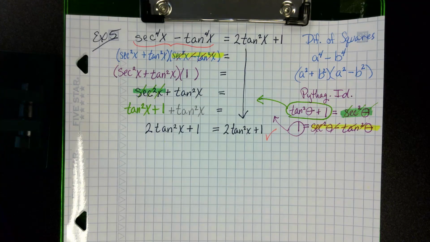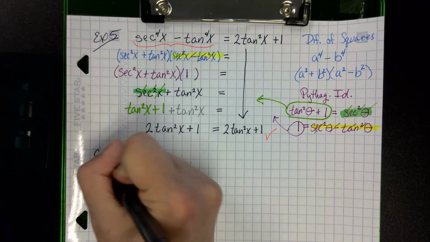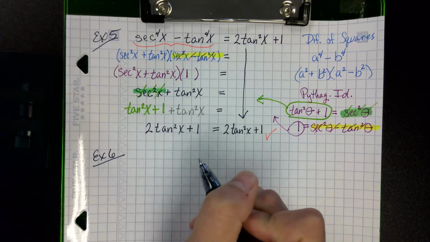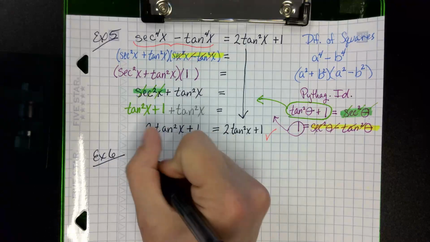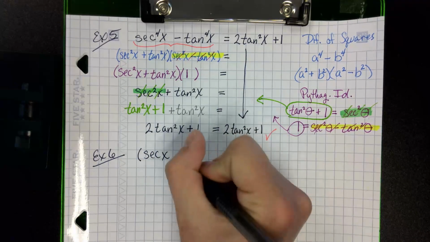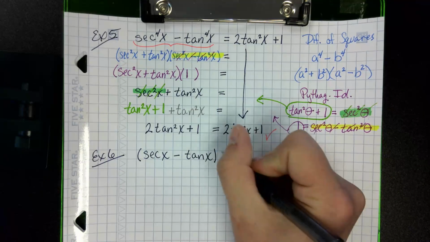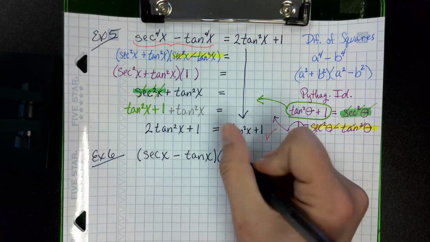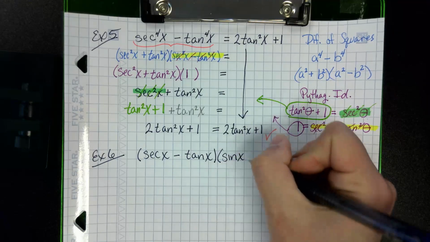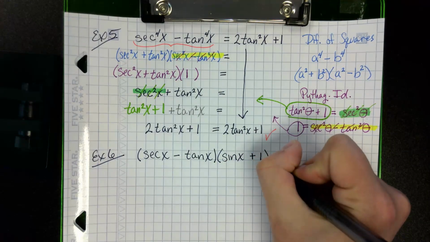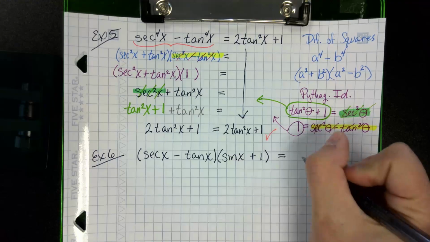I'll do one more problem today. This one has a lot of lines of writing, but I don't think this one's necessarily extra difficult. It's just a lot of simple steps. So example 6. We have secant x minus tangent x times sine x plus 1. And it equals cosine x.